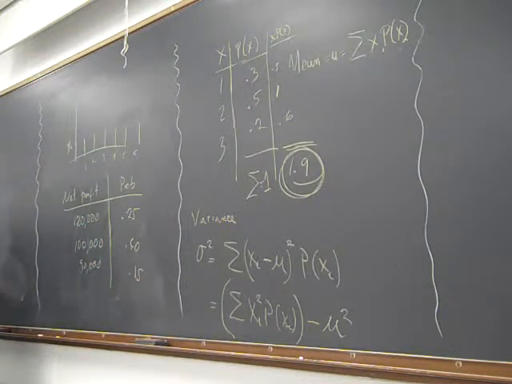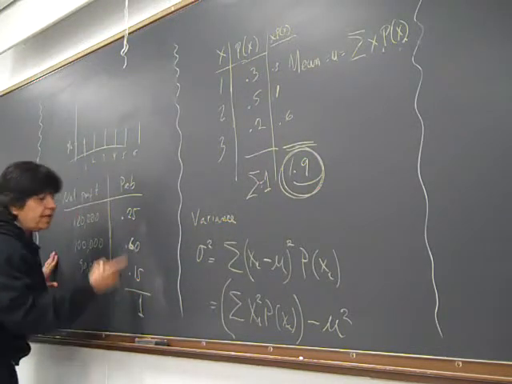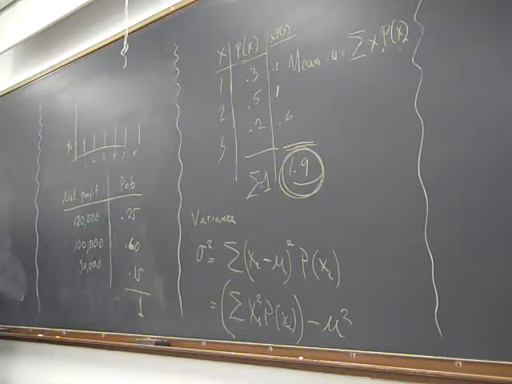Is this a valid discrete probability distribution? The only way that you can know that it's valid is when all the probabilities add to 1. In this case, they do add to 1. So this is a valid discrete probability distribution.